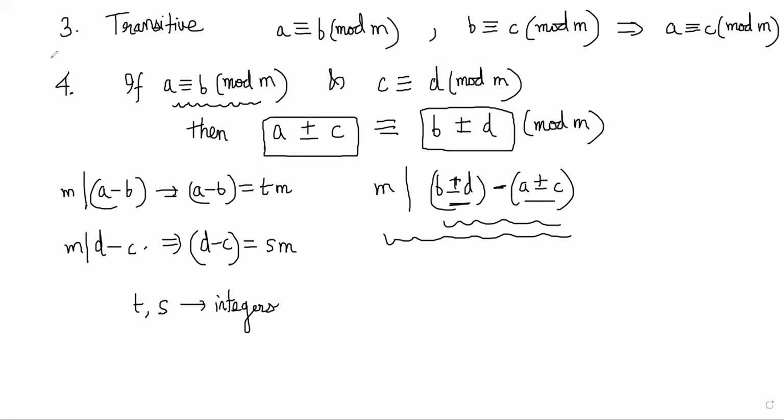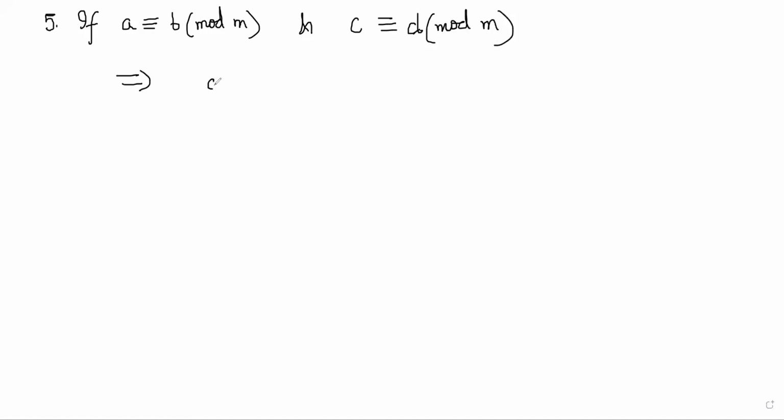Okay. The next property is this one. If A is congruent to B mod M and C is congruent to D mod M, this implies that AC is congruent to BD mod M. So not just addition and subtraction, multiplication also holds normally under congruence operations. So again, the proof of this is very easy. You can do it yourself.